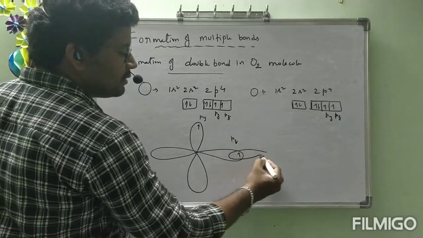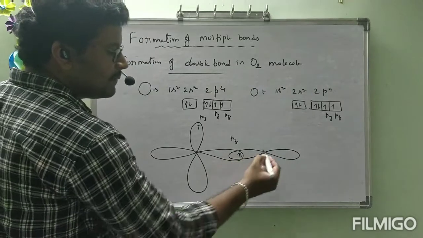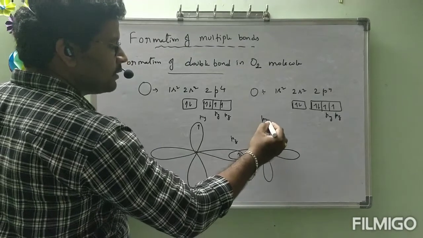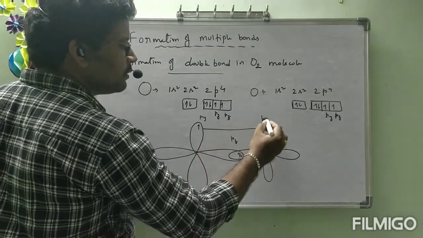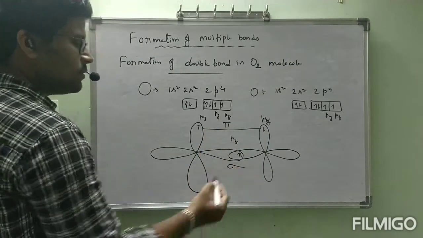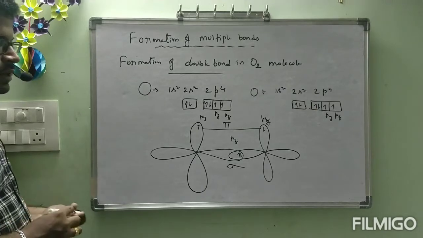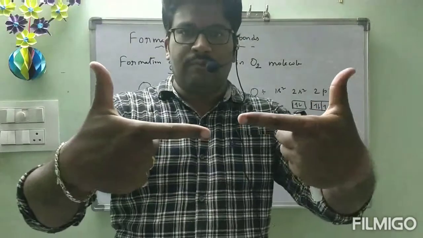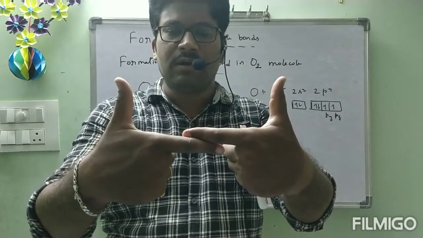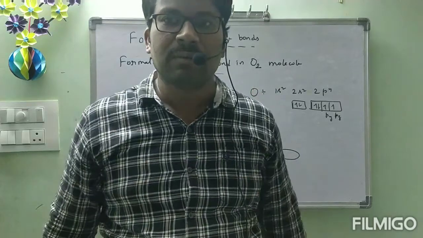Pz of next orbital, next atom, will be involved in bond, complete overlapping. At that time, Py cannot be involved in complete overlapping. Correct? Then these two will be involved in pi bond. These two will be involved in sigma bond. This is the formation of double bond. These two are involved in complete overlapping, sigma bond. These two are involved in pi bond. Okay, sidewise overlapping. This is the formation of double bond in oxygen molecule.